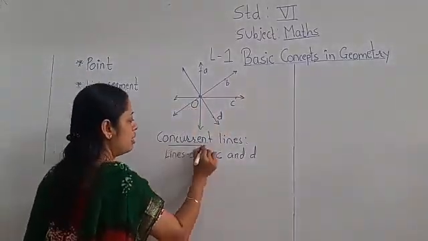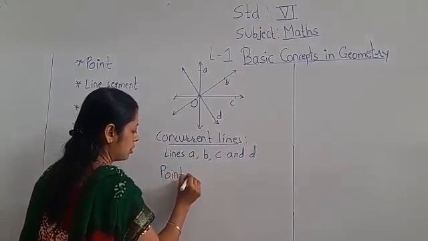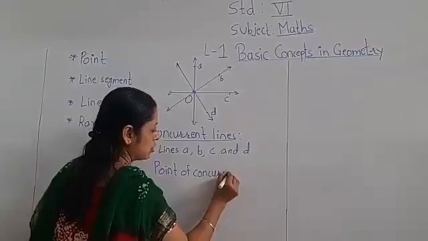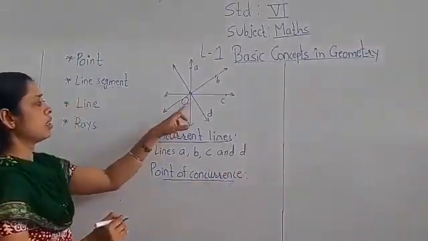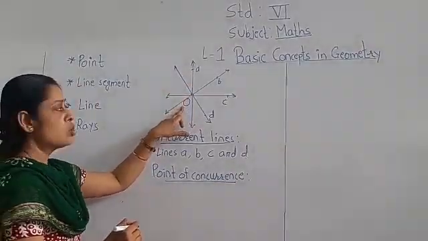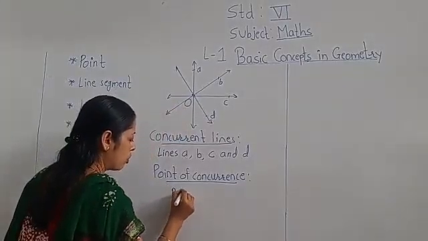Now we will write point of concurrence. Observe the figure. All these lines pass through point O. So here point O is the point of concurrence.